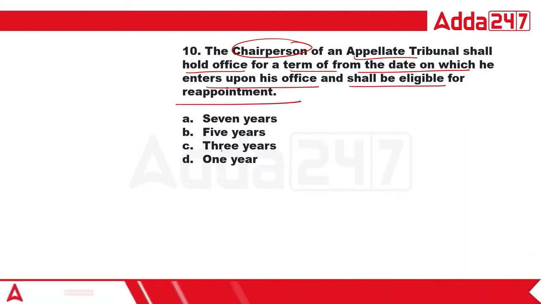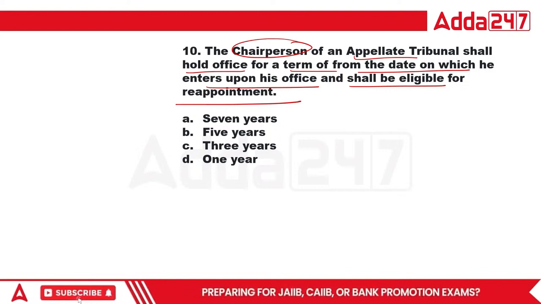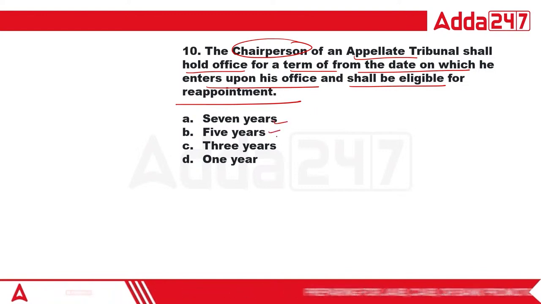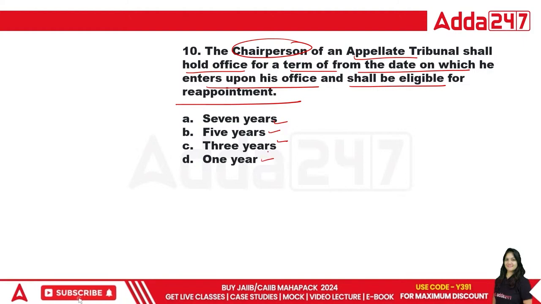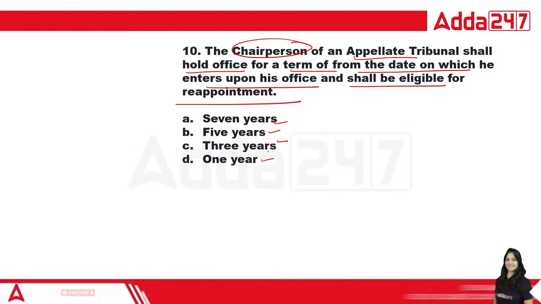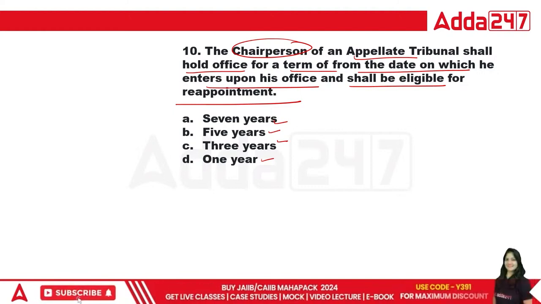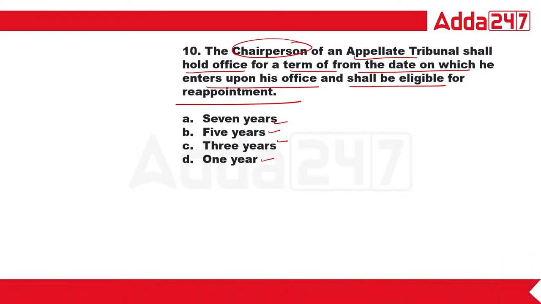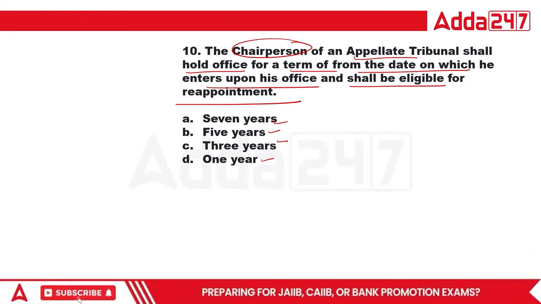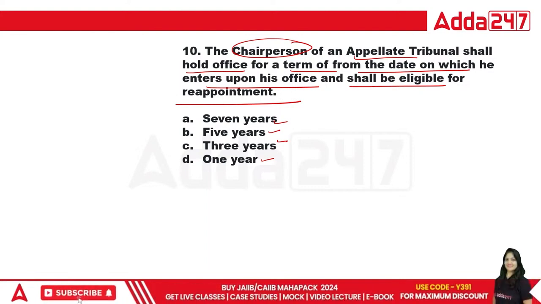So what is the right answer? 7 years, 5 years, 3 years, or 1 year? What is the right answer? The chairperson of the appellate tribunal shall hold office for a term from the date on which he entered. The right answer is 5.